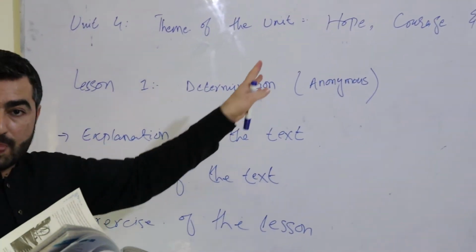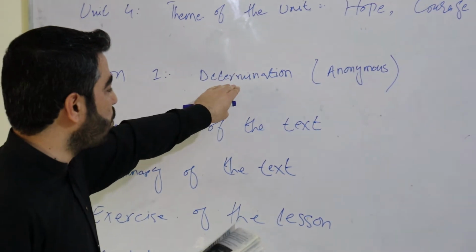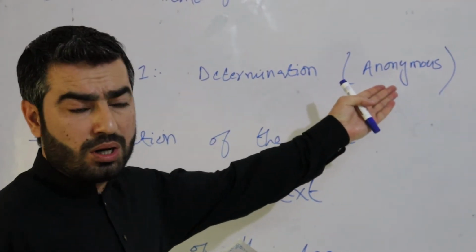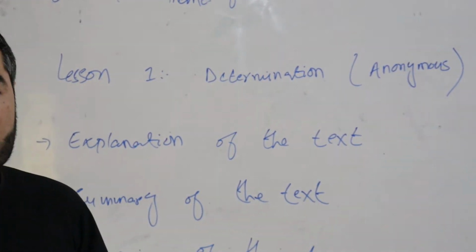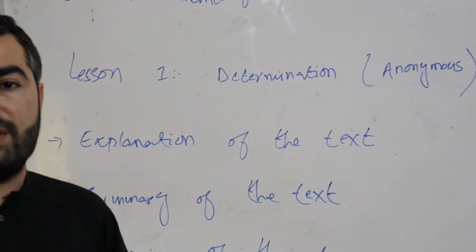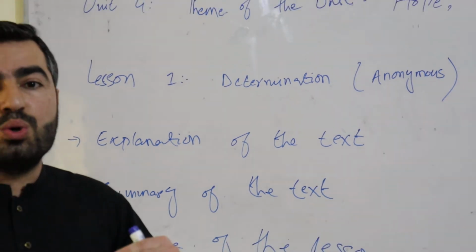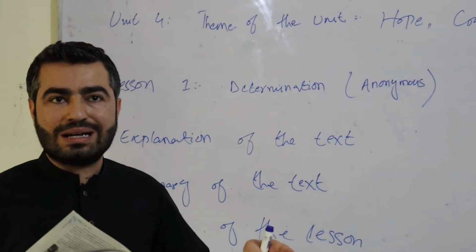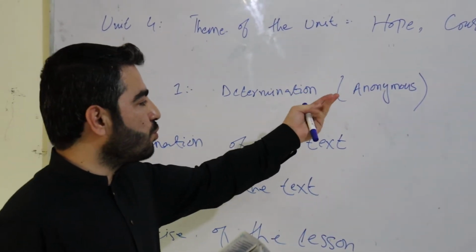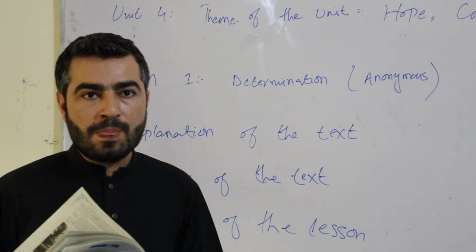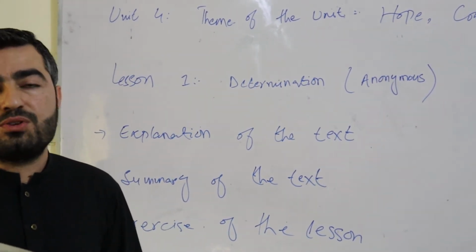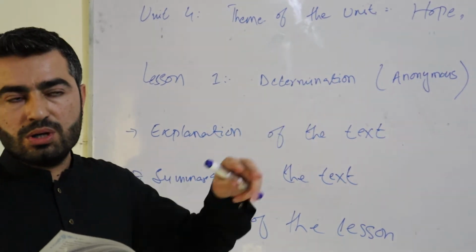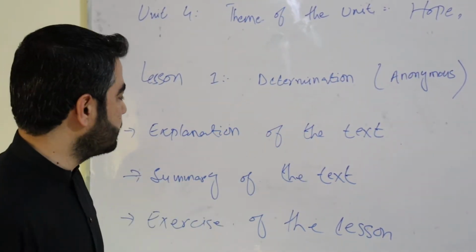These 3 phenomena are explored in this lesson, Determination, which is written by an anonymous author. It means we don't know who wrote it. So exactly, we don't know who wrote this lesson. Whenever the writer is unknown, we write anonymous. So basically, this story has been written by a person we don't know exactly. That is why the editor of the book mentioned anonymous.